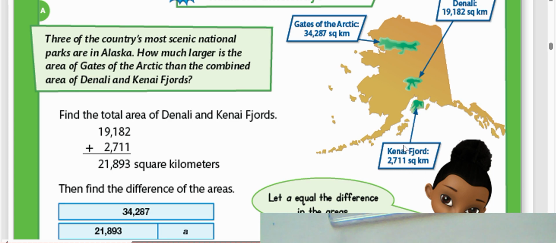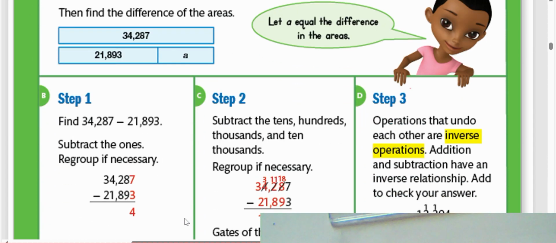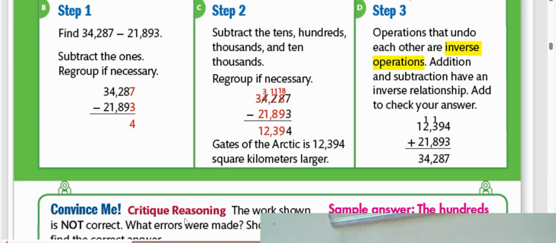Okay, we can find the sum: 2,711 and 19,182. We can add together 19,182 plus 2,711 and subtract the result from 34,287. We can draw this model to find the result between two numbers. Okay, you can find the difference between two numbers. It will be 34,257. Okay, he solves the example. So in this example, we add two numbers and subtract the result from the third.